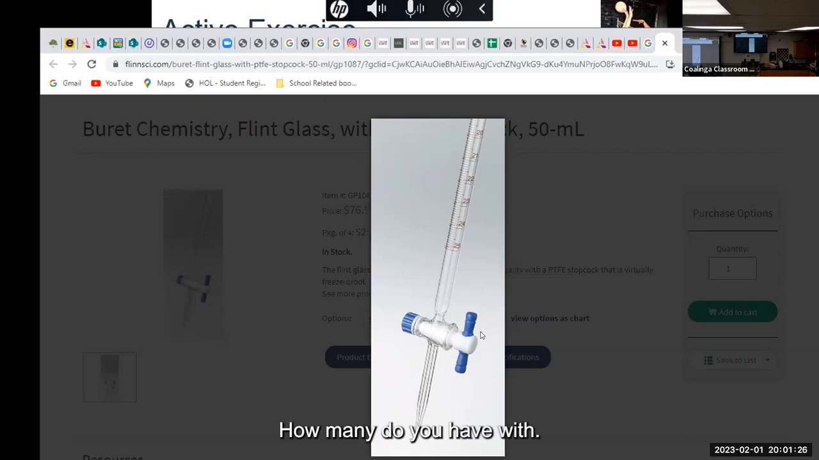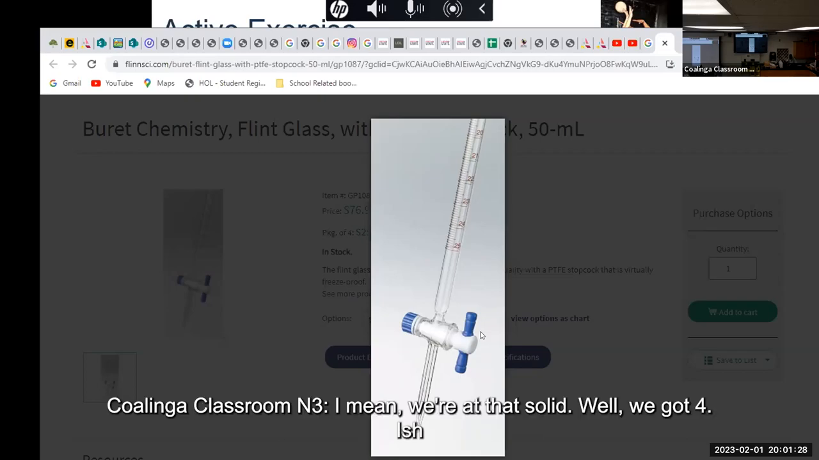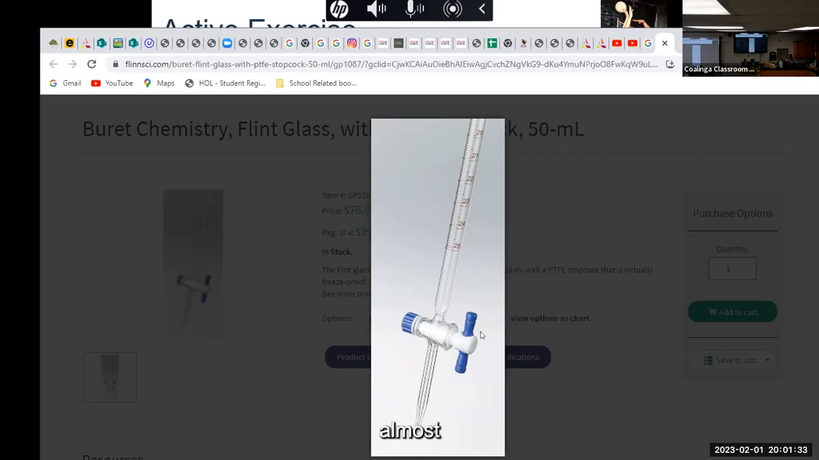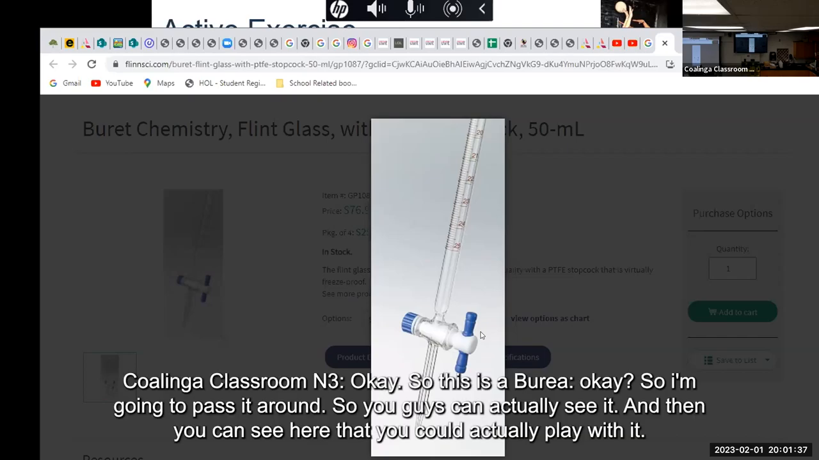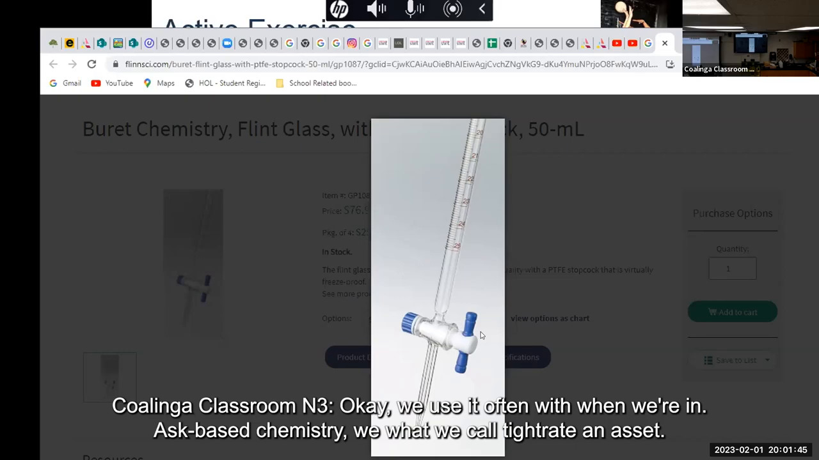Okay, so this is a burette. I'm going to pass it around so you guys can actually see it, and you can play with it. We use it often when we're doing acid-base chemistry. We call it titrating an acid.